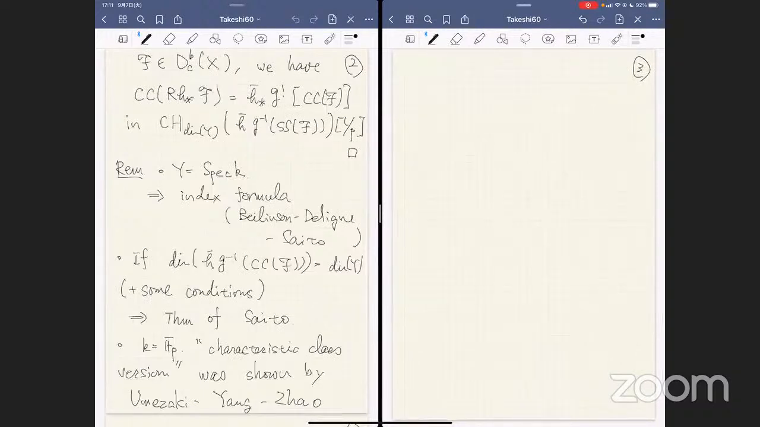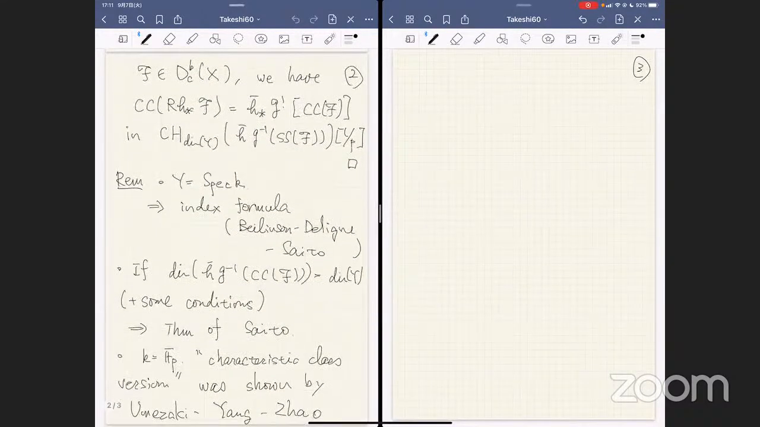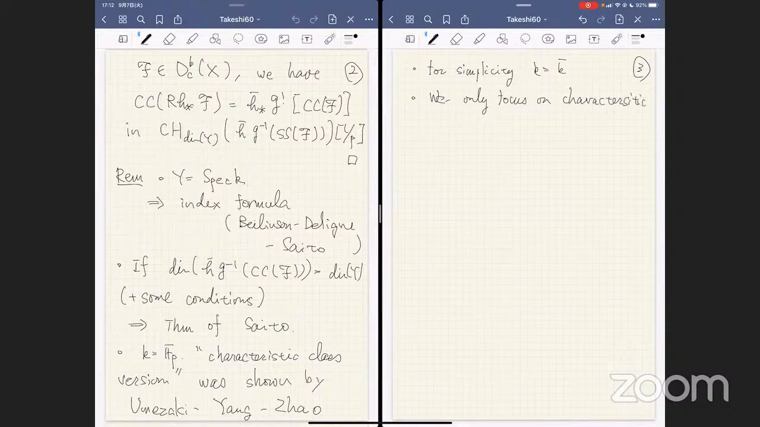So today I want to explain the idea of the proof of this theorem. But for simplicity I assume that K is algebraically closed, which doesn't change the situation too much. And we only focus on the characteristic class version.